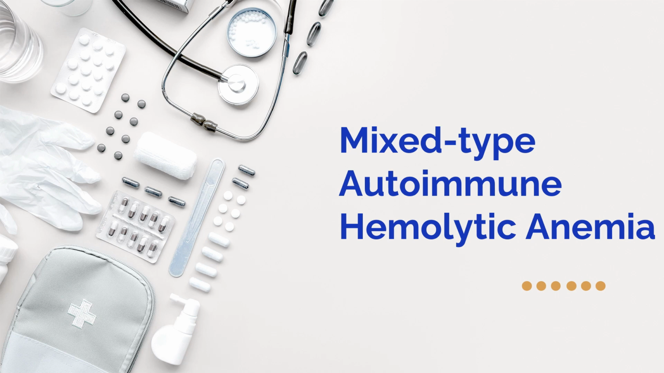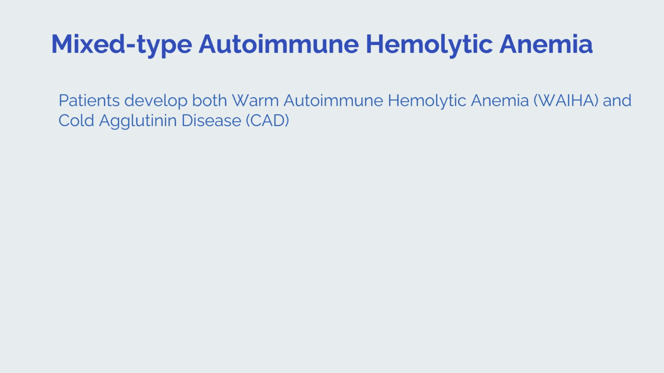Mixed-type autoimmune hemolytic anemia. It's a fascinating condition where patients develop both warm autoimmune hemolytic anemia, WAHA, and cold agglutinin disease, CAD. Let's dive into the details of this complex condition together. Mixed-type autoimmune hemolytic anemia is characterized by the presence of both warm and cold-reacting autoantibodies.